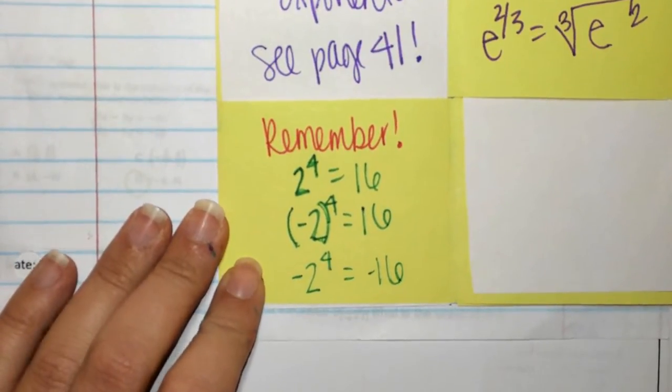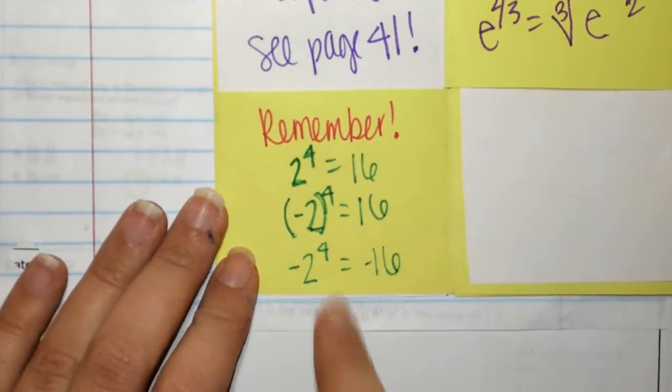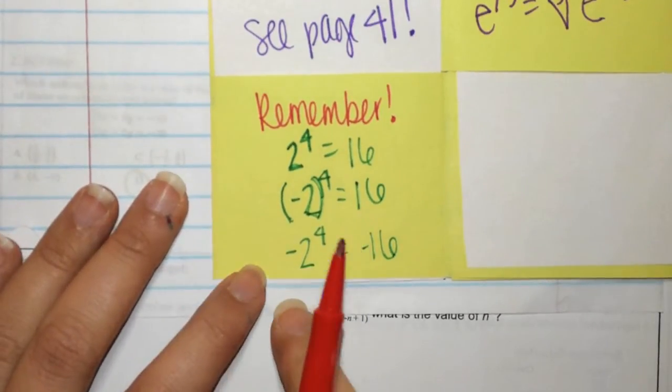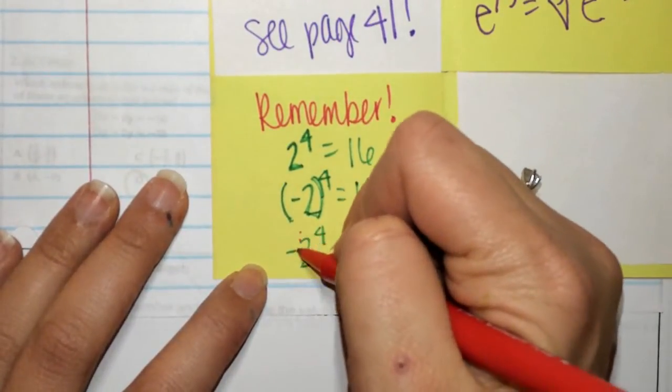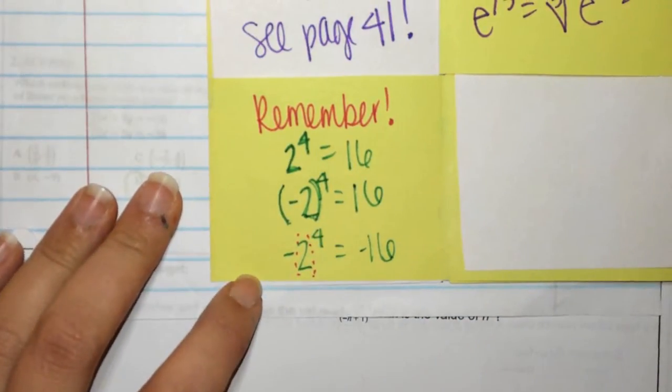Now, what if we had... Yes. So this is the same thing. When it's not in parentheses, it's the same thing as if you had invisible parentheses around the 2 and the negative was on the outside.